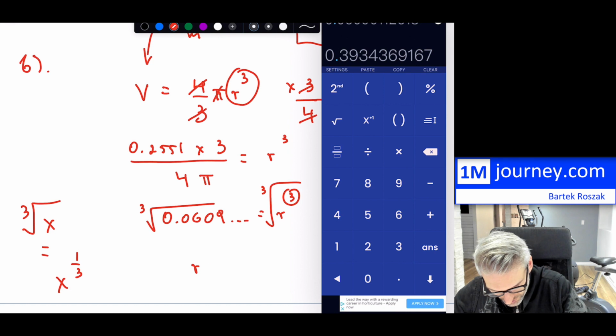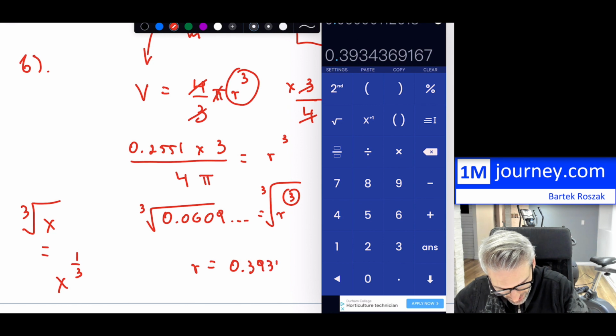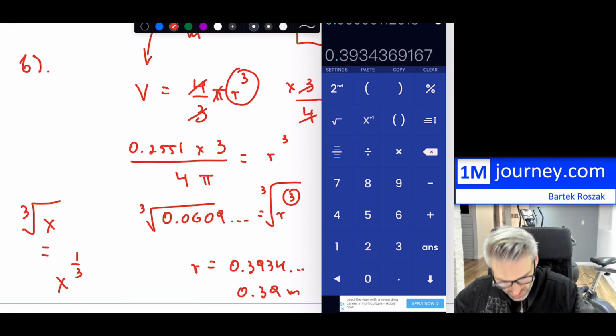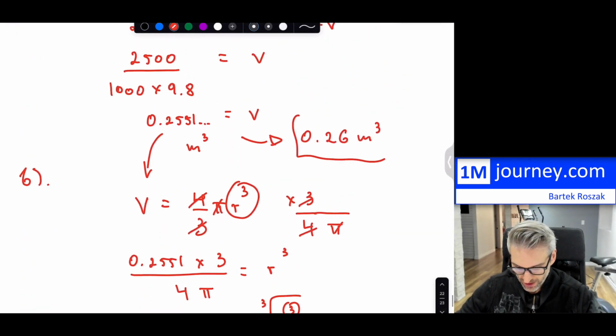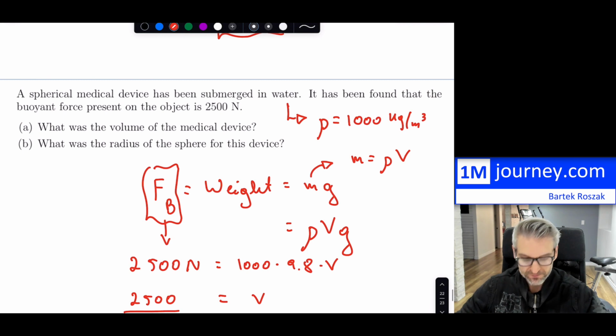And here's our answer. So r is equal to 0.3934, etc. With two significant figures, that's about 39 centimeters. All right, so that's what we would have had for this example. And that finishes off this set of questions.